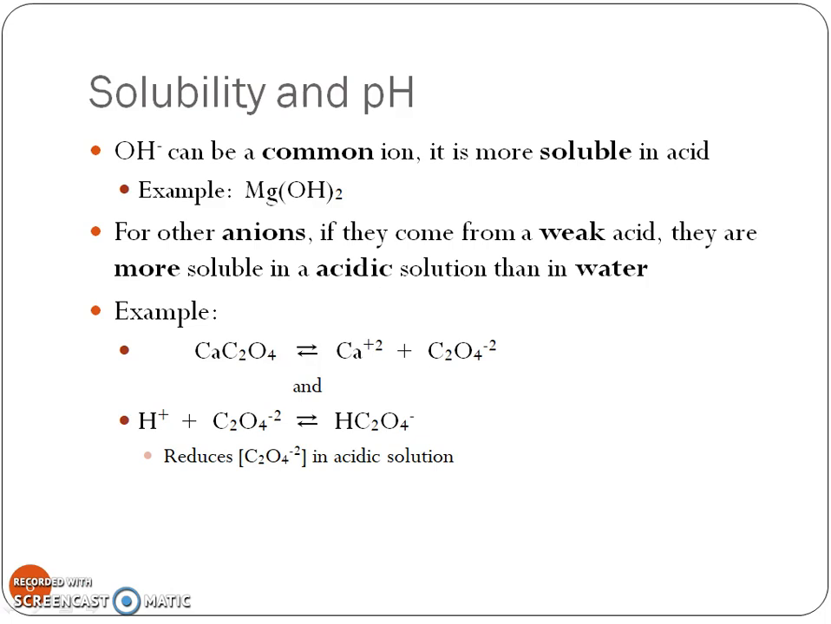For other anions, maybe ones that come from a weak acid, they are more soluble in acidic solutions. So if we take something like calcium oxalate and break it up into its ions, that oxalate ion can actually react with the H plus ions from an acid and make more weak acid, this is your conjugate base there. So it will just be more soluble in acidic solution than in a normal water solution.